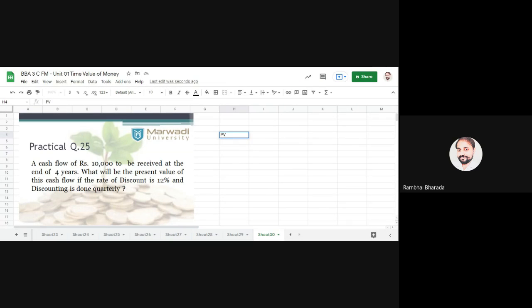PVn is equal to FVn times, in a bracket, 1 divided by the entire formula, 1 plus r divided by m, this entire bracket raised to m into n.